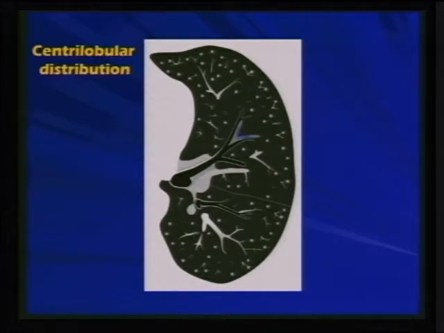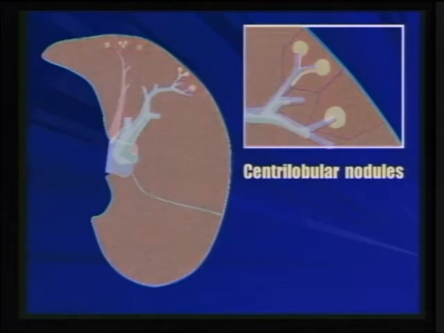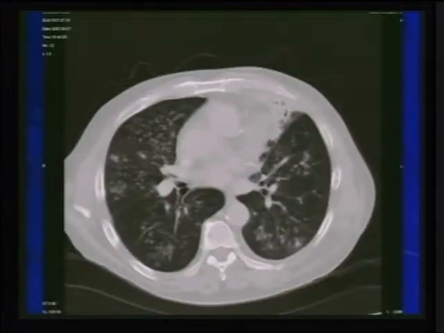And then you have the tree-in-bud appearance or the centrilobular distribution, and then you can see they have basically these small fruits or the small buds at the end of those branches. And this is an early manifestation of airspace disease and acinar disease. So centrilobular nodule, this is also highly recognizable.